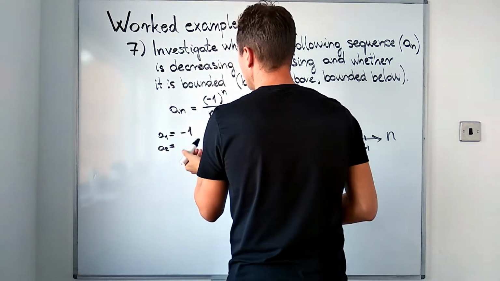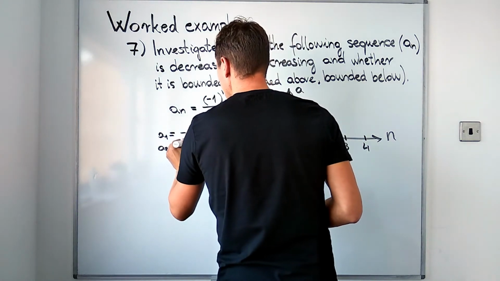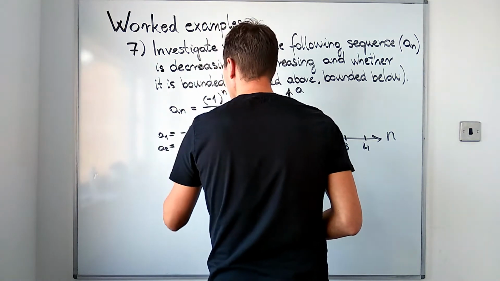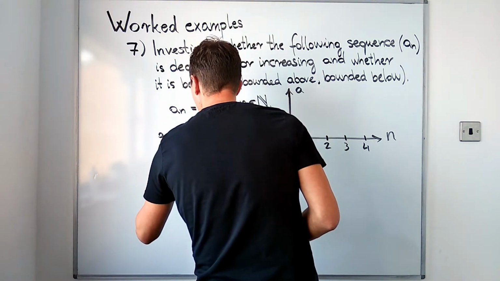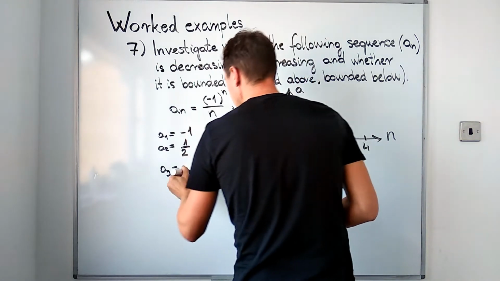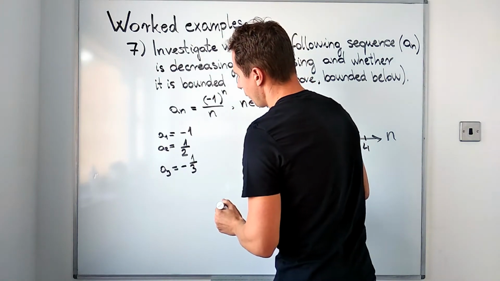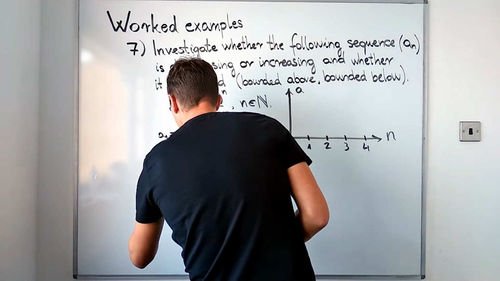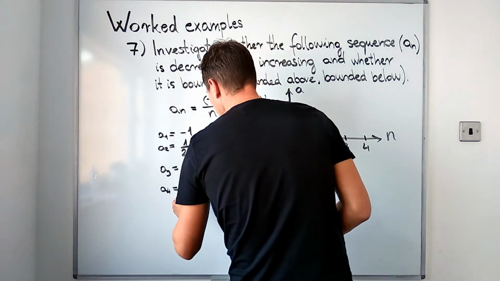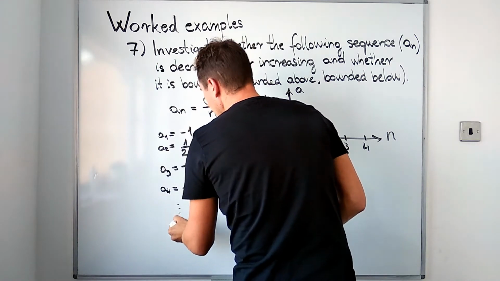The second term, (-1) squared, gives us +1, and that's divided by 2, so that's plus 1 over 2. The third term is (-1) raised to the third power, giving us -1 divided by 3, so that's -1/3. The fourth term is (-1) to the power 4 divided by 4, so that's plus 1 over 4. So you get the idea.